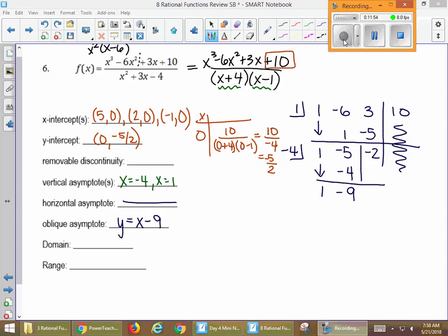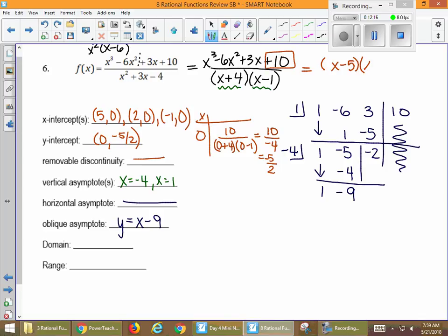So again, I just got those zeros from x-intercepts from putting that into my calculator. And actually, before I print this, maybe I'll go ahead and write that guy in factored form for you. Removable discontinuity, we don't have any, since our factored form of this cubic would look like this: x minus 5, x minus 2, and x plus 1. So nothing cancels.